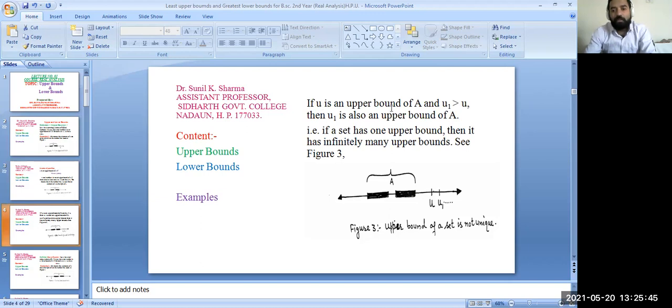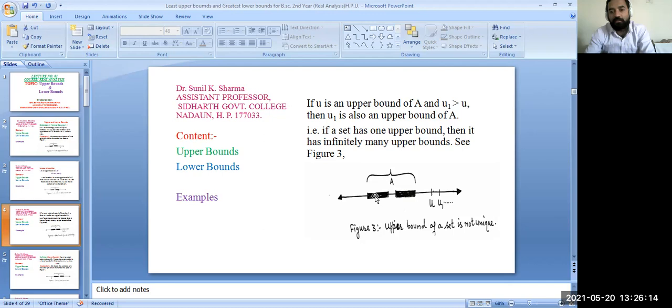Now the second question: if there exists an upper bound U of a non-empty set A, then how many upper bounds are there? So if U is an upper bound of A and U1 is a real number which is greater than U, then U1 is also an upper bound of A. That is, if a set has one upper bound, then it has infinitely many upper bounds.